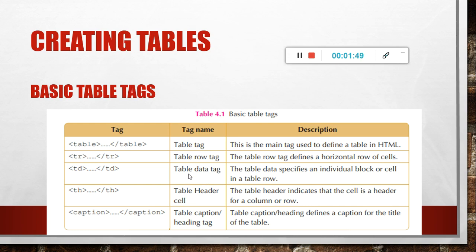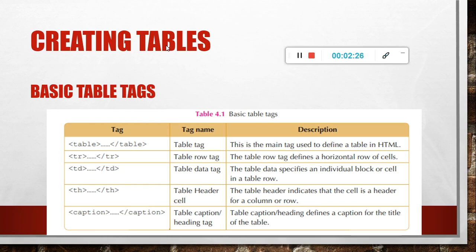td is nothing but the table data tag. It specifies an individual block or cell in the table row. Then th is a table header cell. A table header indicates that the cell is a header for a column or a row. And the caption tag is there. Caption is nothing but your heading. This defines the caption or heading for the title of the table. Like this, we create a table.